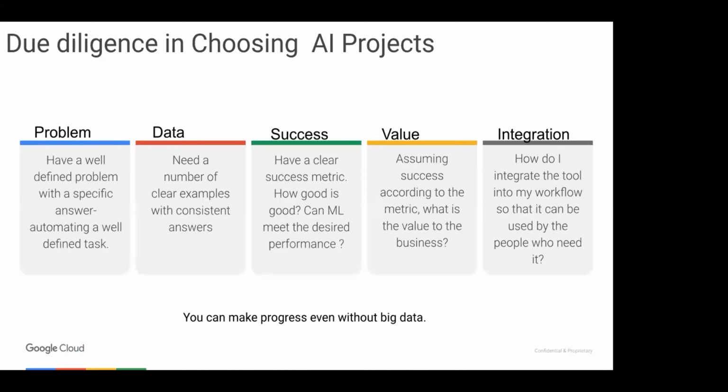Have a clear success metric, because you may say, I want 100% accuracy. That may not be practical with the current ML models, but it may be possible to have 95% accuracy. So you need to have clear expectations that some of the cases might not be automated because of this. Maybe 5% of the cases have to be human driven rather than automation driven.